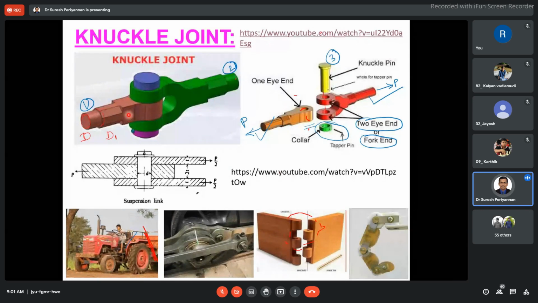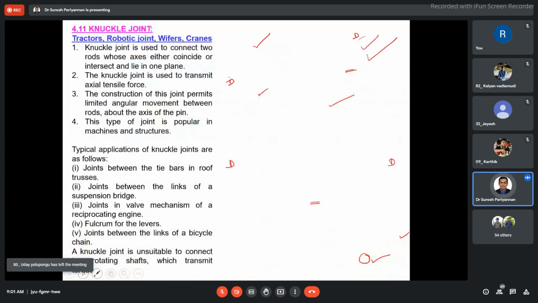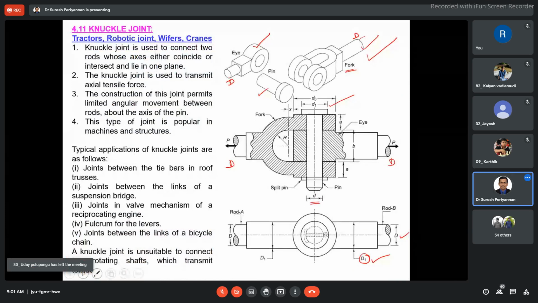Thickness is B. Okay. Now that is thickness B. A is nothing but the thickness of the fork end. Thickness of the fork end A. Now these are the dimensions required. Here is the split pin. You may call it split pin or collar, both are the same. We use it for locking the pin, using the taper pin in the split pin or collar.